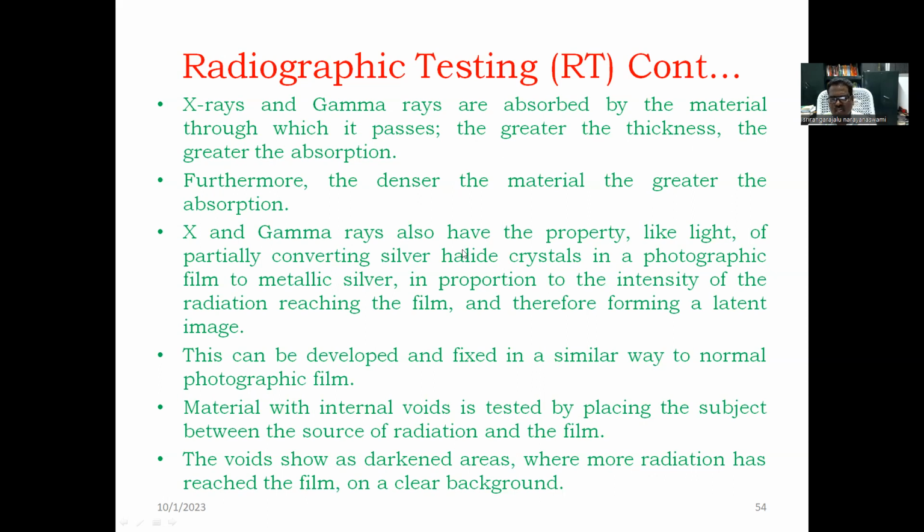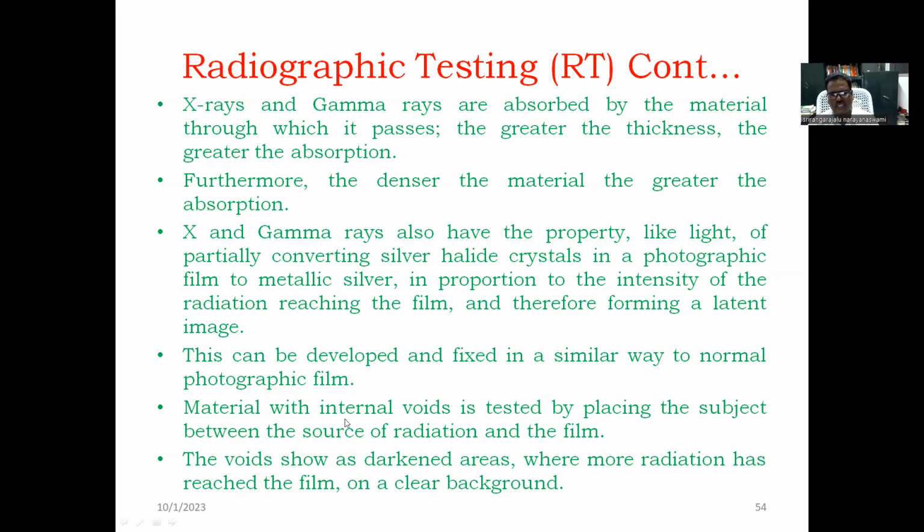X-rays and gamma rays also have the property, like light, of partially converting silver halide crystals in the photographic film to metallic silver in proportion to the intensity of the radiation reaching the film, and therefore forming a latent image. This can be developed and fixed in a similar way to normal photographic film.